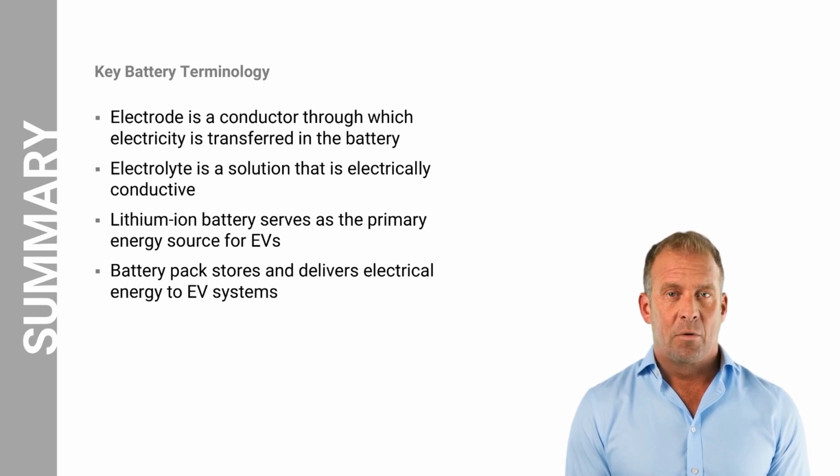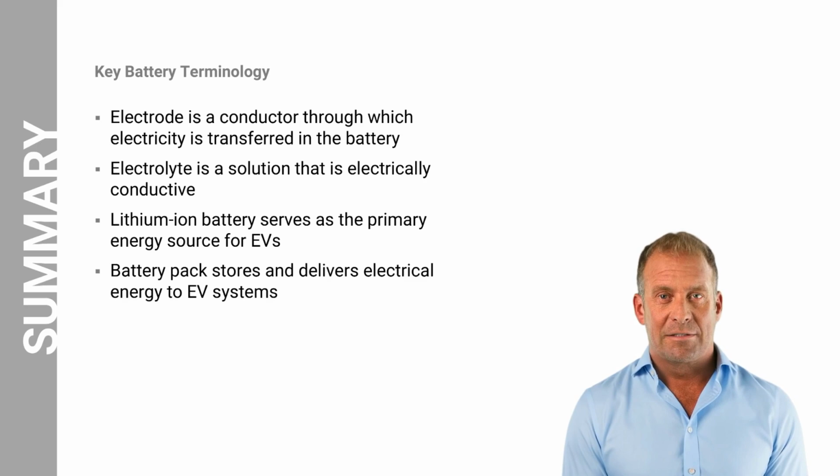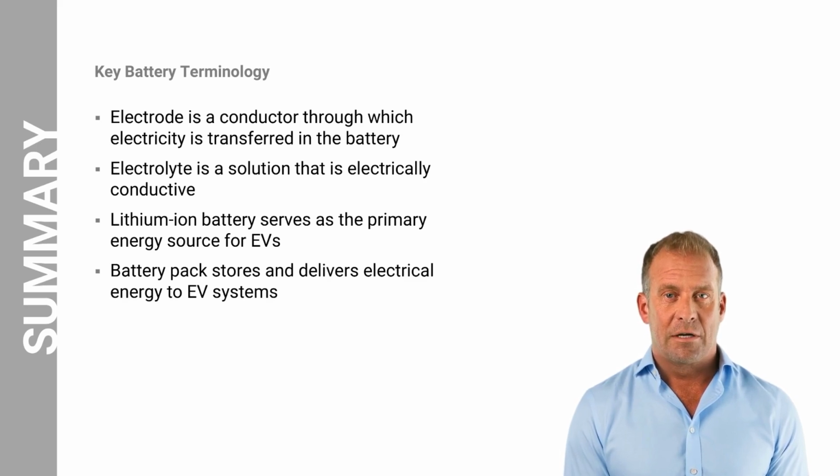Let us now summarize what we have covered in this lesson on key battery terminology. An electrode is a conductor through which electric current enters or leaves an electrochemical cell. It is a solid material, typically metal, that is in contact with an electrolyte. An electrolyte is a substance that allows electrical current to flow between the two electrodes. It is usually a liquid but can also be a gel or a paste. The lithium-ion battery is the primary energy source for EVs, storing and delivering electrical energy to power the vehicle. The battery pack consists of interconnected lithium-ion battery cells working together to store and deliver electrical energy to power the vehicle.